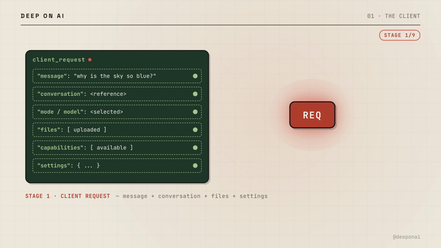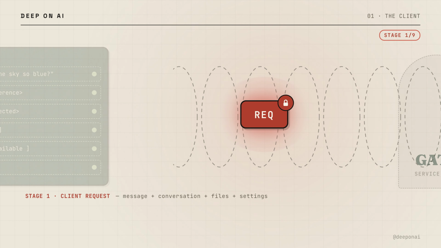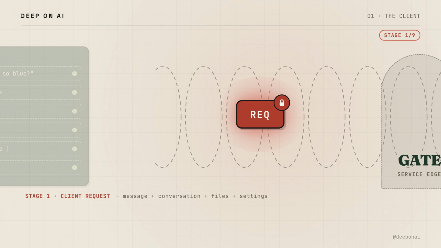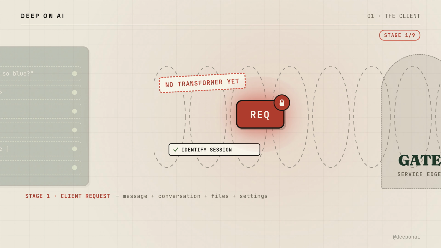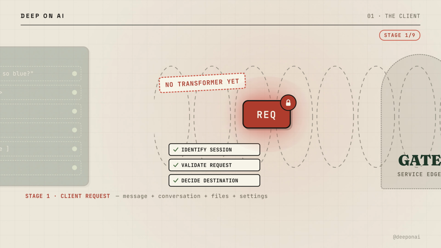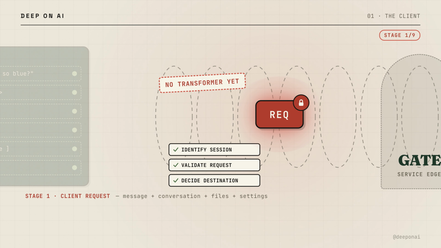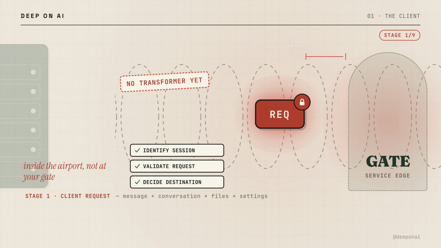The request travels over an encrypted connection. Network systems guide it toward a service edge that can accept it. At this point, no transformer has answered anything. The system is still identifying the session, validating the request, and deciding where this piece of work belongs. Think of it like arriving at an international airport. You are inside the building, but you are nowhere near your gate.